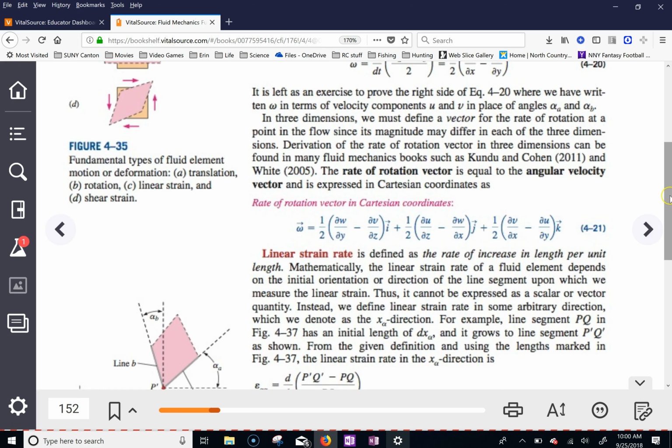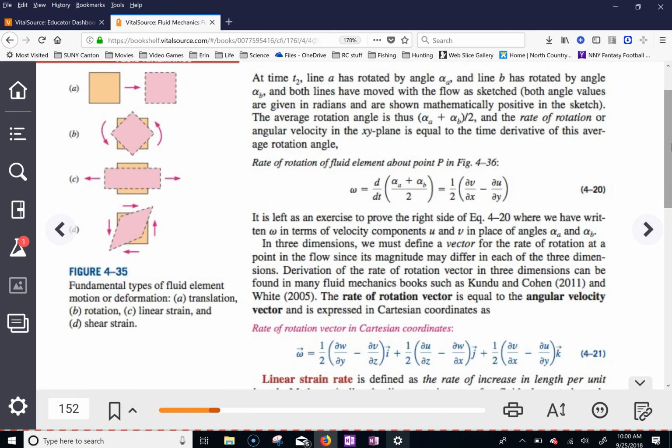And actually, up here is a really cool little picture. See this top left, A? That is your rate of translation. That means velocity. What's the unit of velocity? Meters. So how many meters did it move in a second? This right here is rate of rotation. Does it rotate? This block of fluid.